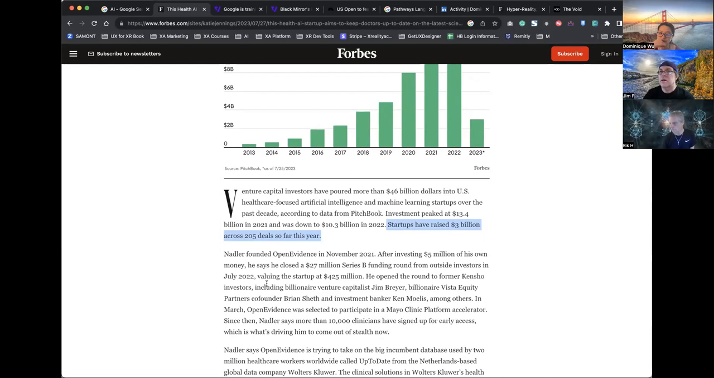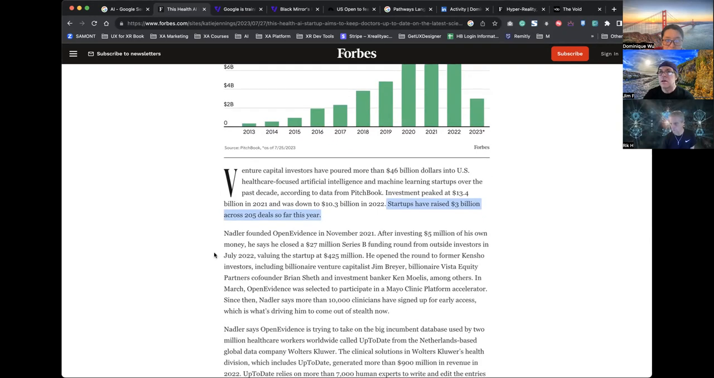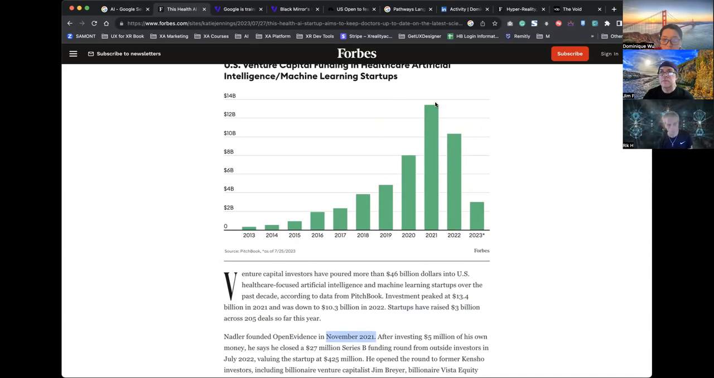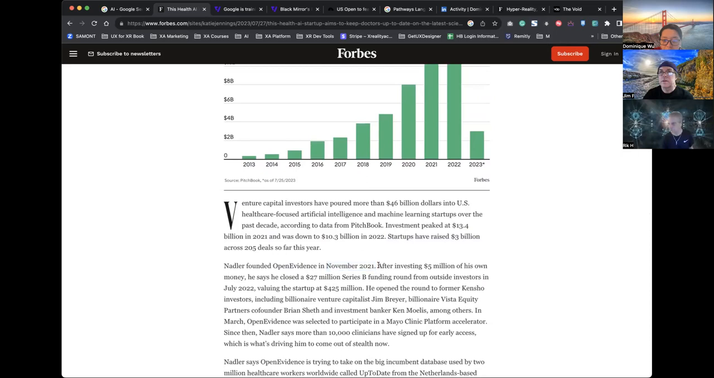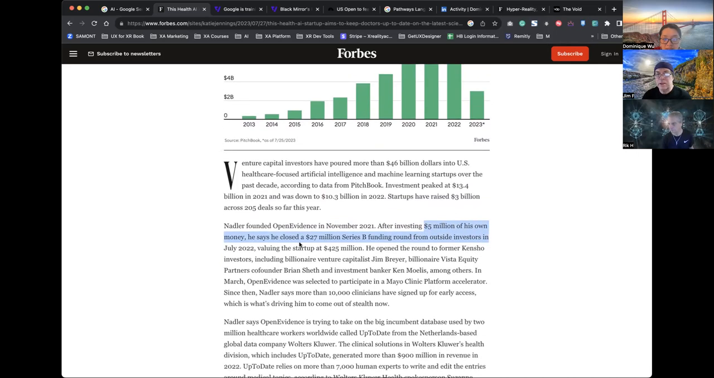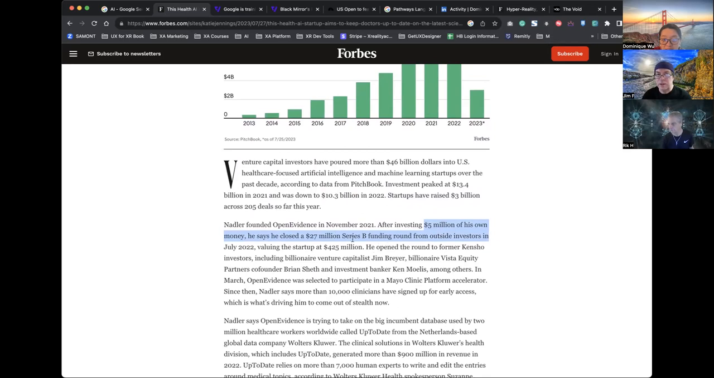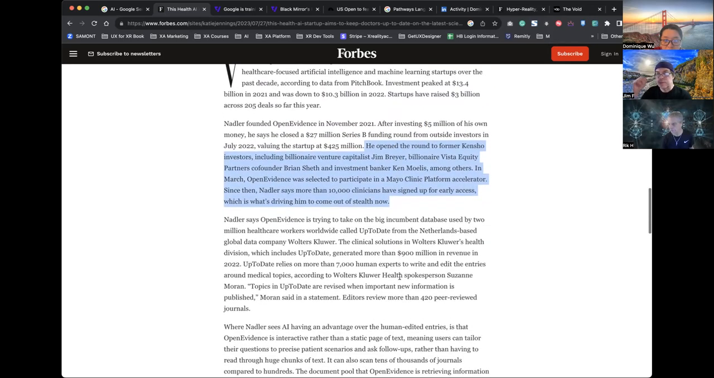Very interesting observation. So this guy founded OpenEvidence back in November 2021. So when he founded this company was in this peak time, when investing really needed 5 million. Wow, how can someone invest 5 million of his own money? Pocket change for billionaires. Wow. So he opened a round. He also opened it to his closed investors.